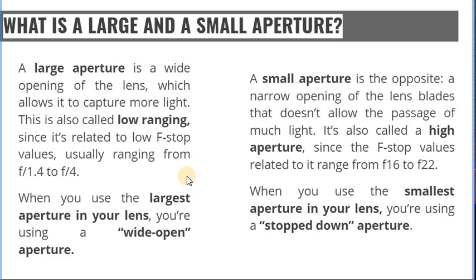Ayan. Ano ang mangyayari? What will happen kapag mas malaki ang butas ng aperture? It will allow more light to come in the camera lens. When you use the largest aperture in your lens, you're using a wide open aperture. So, ibig sabihin, mas madami ang papasok na light. So, a small aperture naman, in the opposite, kabaligtaran lang.